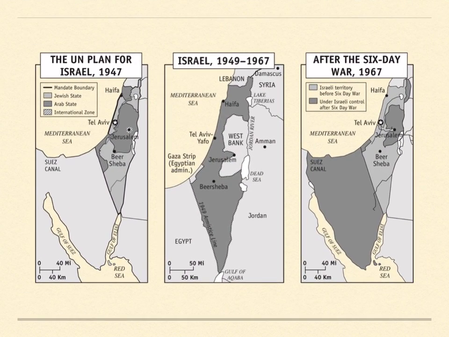Here's several maps outlining the evolution of the State of Israel over the years. On the left-hand side, you have the UN Plan for Israel, which was rejected by the Palestinians. And then from 1949 to 1967, you have areas occupied by Jordan, the West Bank, and the Gaza Strip administered by Egypt. And then after the Six-Day War in 1967, you see that Israel now occupies everything: the Golan Heights, the West Bank, the Gaza Strip, and even the Sinai Peninsula.